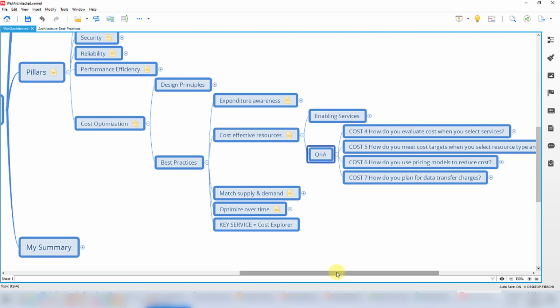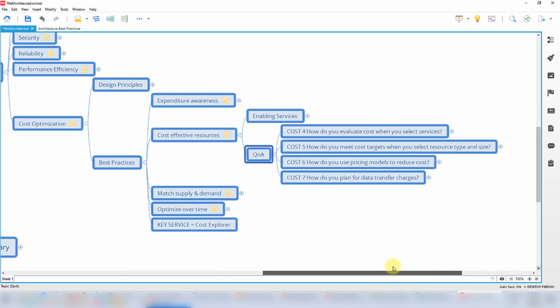The questions that drive best practices. How do you evaluate cost when you select services? How do you meet cost targets when you select resource type and size? How do you use pricing models to reduce cost? And how do you plan for data transfer charges, which can be significant?